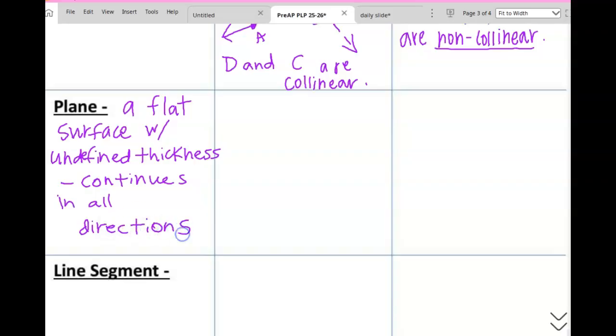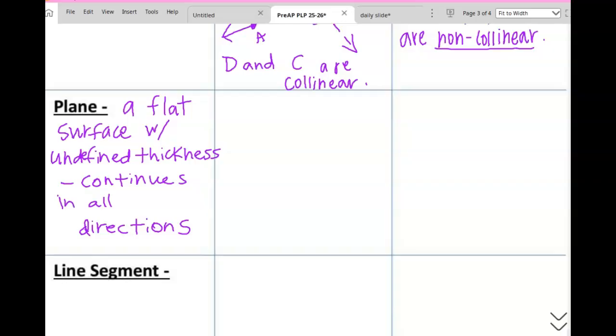So, examples of planes in our world. Your table is a flat surface, but that doesn't continue forever, right? So, on Earth, obviously, we created things, buildings, roads, all that. We have parts of the plane here. There's parts of the plane on the floor. Each tile is a plane, right?